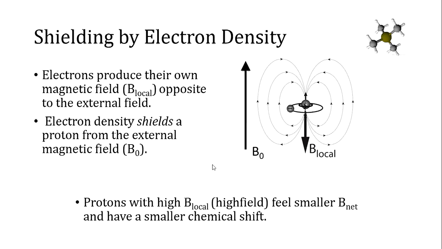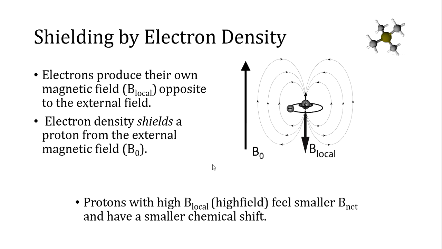Electrons, as they orbit around the nucleus, generate their own magnetic fields. And because the sign of the electron is opposite to the sign of the proton, the local magnetic field generated by the electron is oriented in the opposite direction from the magnetic field generated by the proton. This local magnetic field generated by electrons shields the proton from the strength of the external magnetic field. Because B local is pointing in an opposite direction, it partially cancels out the external magnetic field.